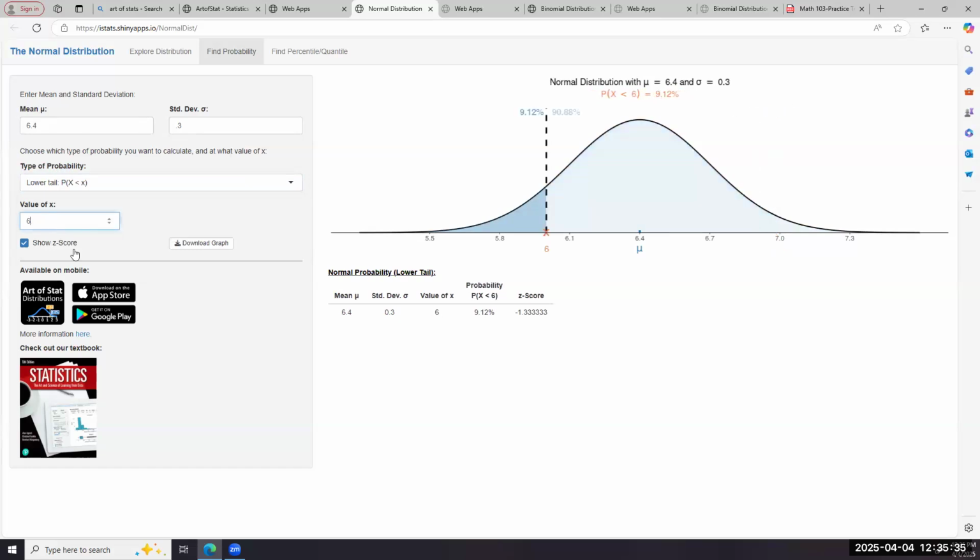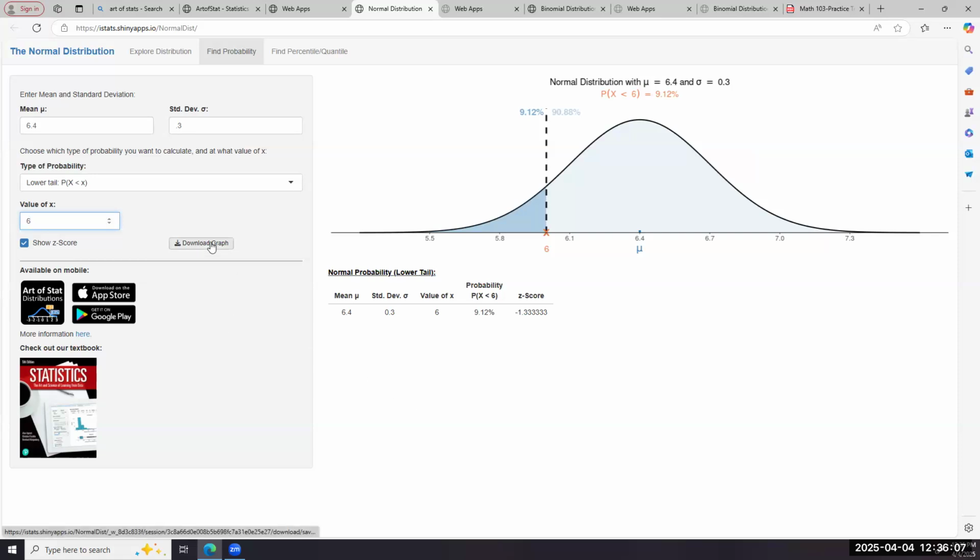That's less than 6. So that is 9.12%. Okay, that number was not correct. Double check it always. It is 9.12%, almost 10%. So there is almost a 10% chance that the Larry Bait is going to be less than 6 tons.